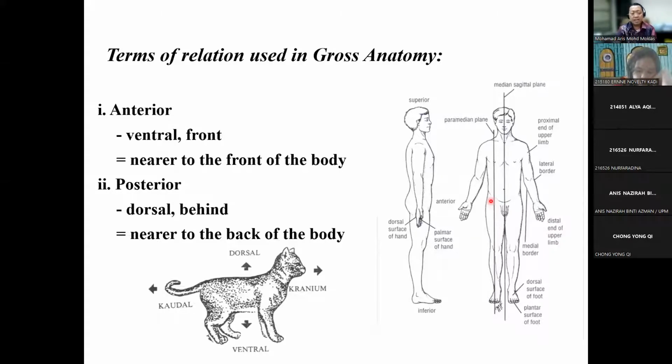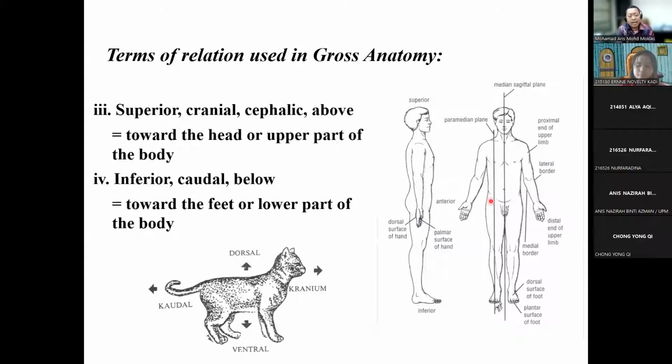posterior. Same meaning if you use ventral and dorsal. You can use ventral to describe a structure located in front, and dorsal to describe a structure located behind. But do not mix between anterior, posterior, ventral, and dorsal. When you use anterior, the other is not dorsal. No, you must use their couples. For example, if you explain anterior, the opposite will be posterior. If you use ventral, the opposite should be dorsal.